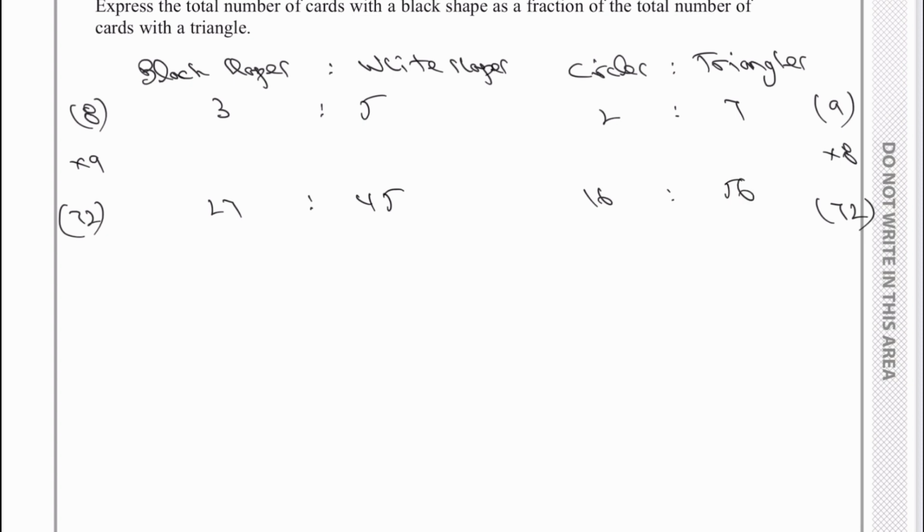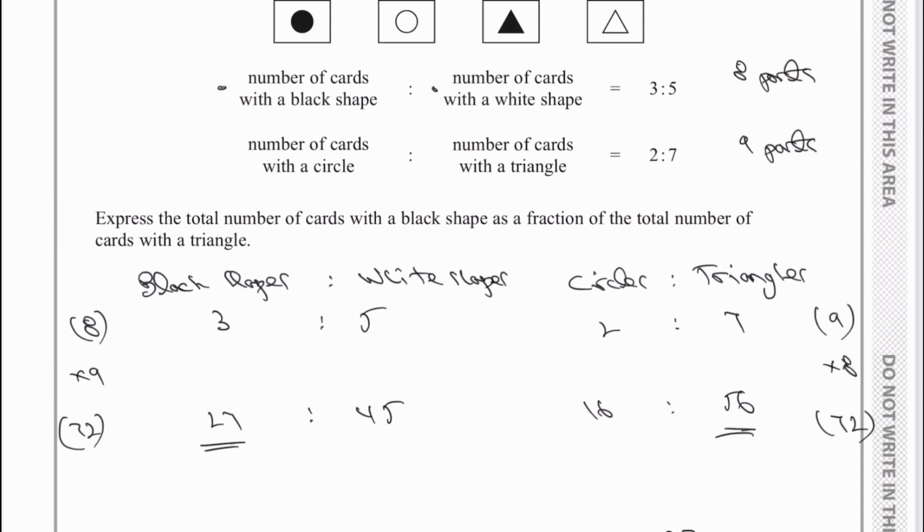So to answer the question, express the total number of cards with a black shape, which is this one, as a fraction of the total number of cards with a triangle, which is this one. The answer to this particular question will be 27 over 56, and that would be enough for the 3 marks. So a little bit of working through to be able to get this particular question. Quite tricky. Both questions on this particular video have been really quite challenging. If you're not sure about anything, let me know in the comments, and I'll look forward to seeing you inside the next video.